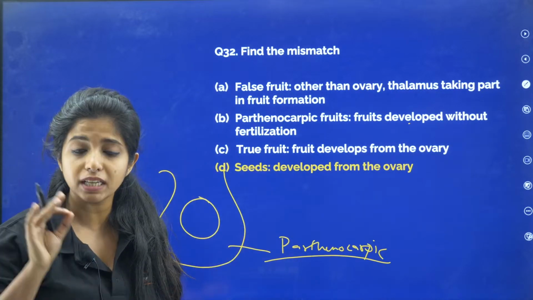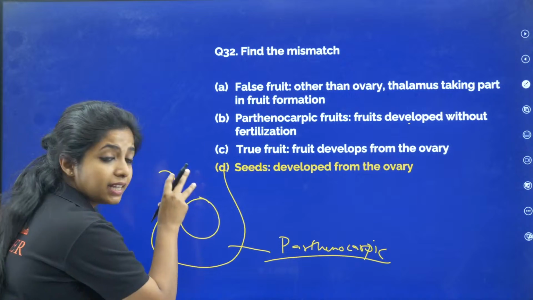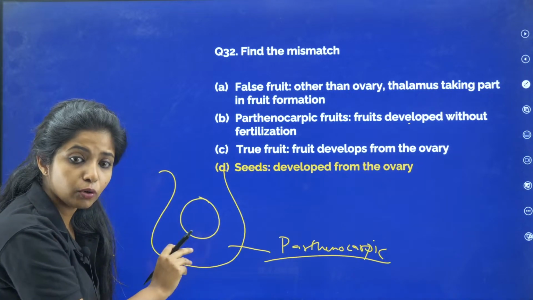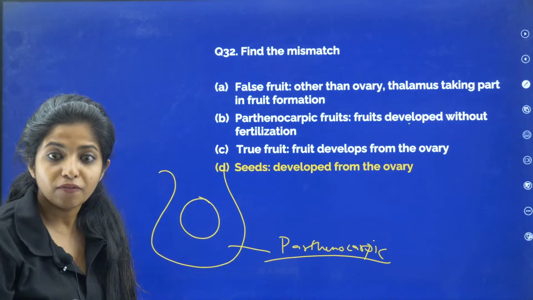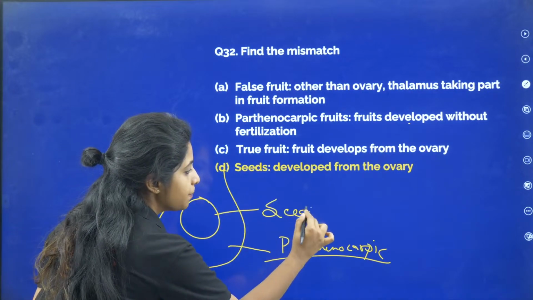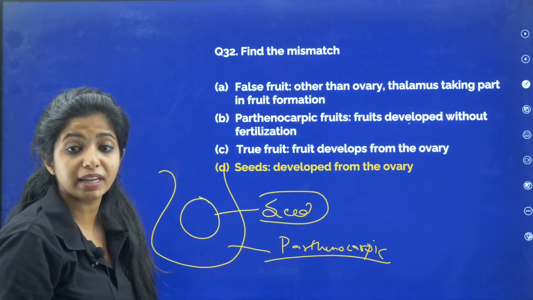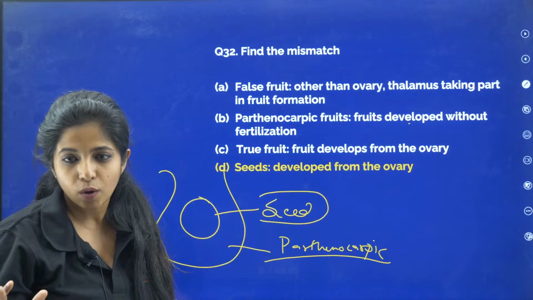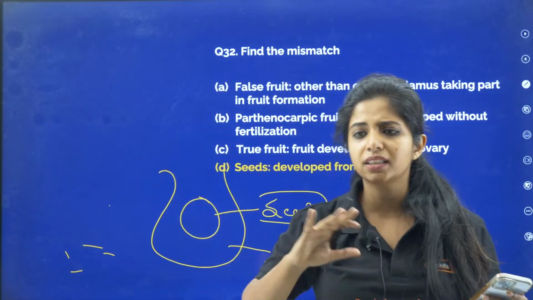Talking about apomixis, what happens over there? In the case of the ovule, without fertilization you are going to form seed. Without fertilization, when you form seed, it is known as apomixis. Where does it take place? In the case of grass and things like that.